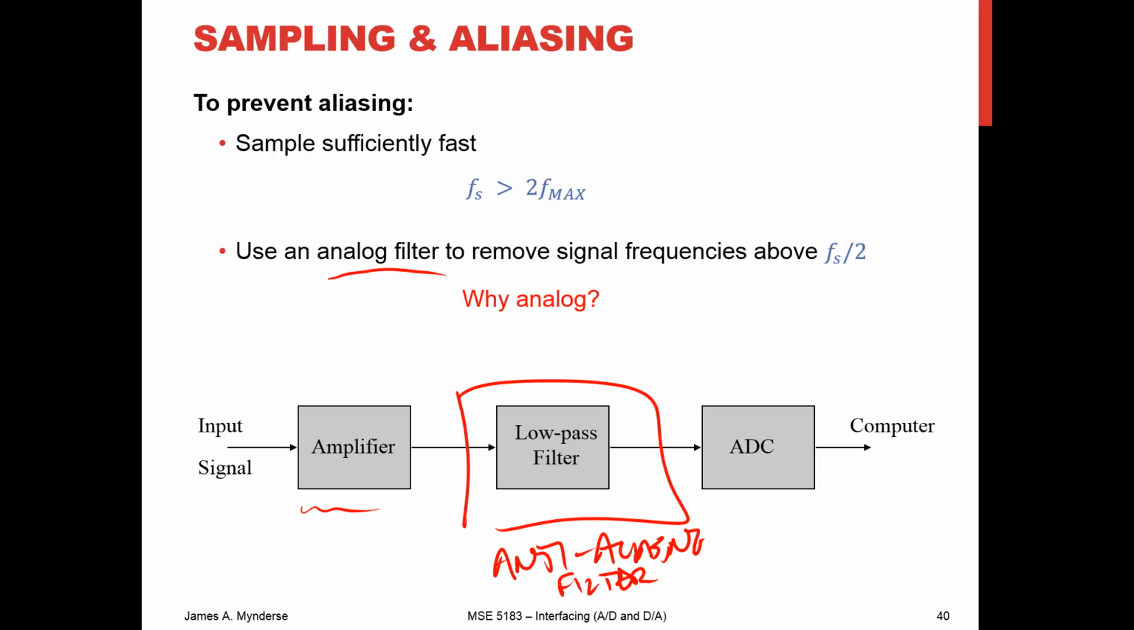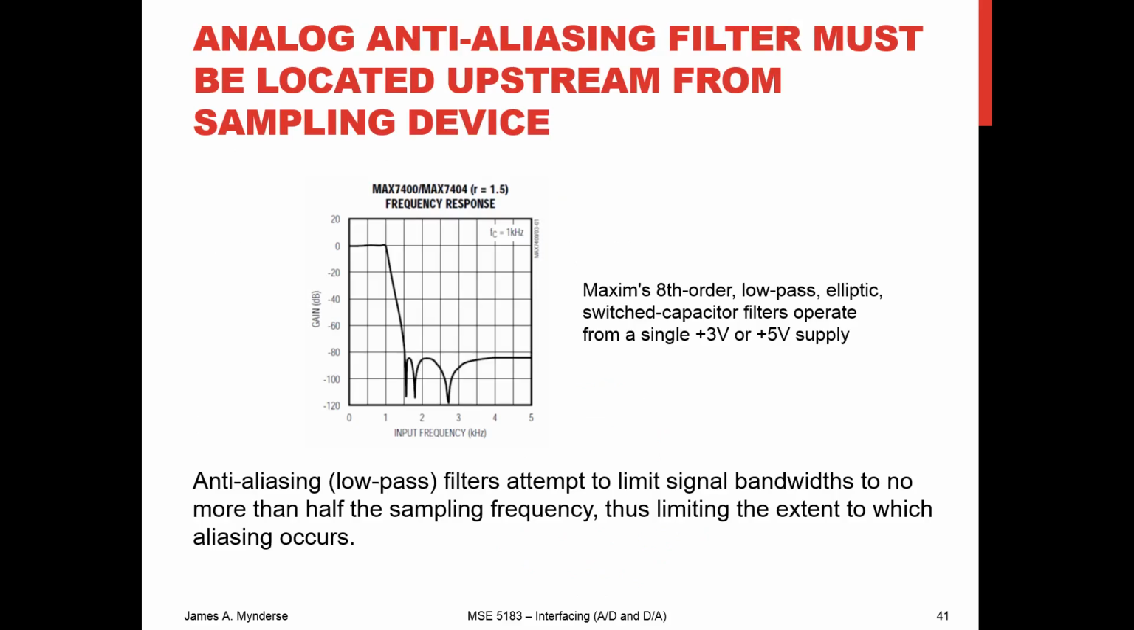And the question gets asked, why analog? Why would you need to have an analog anti-aliasing filter? Well, because if you have a digital filter instead of an analog filter, then you can only run the digital filter after the A to D conversion. Well, at that point, you've already aliased, and now you don't know what you're filtering. So you filter first before you alias. And it must be upstream from the sampling device.